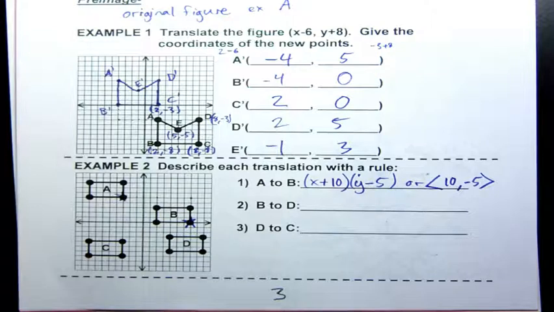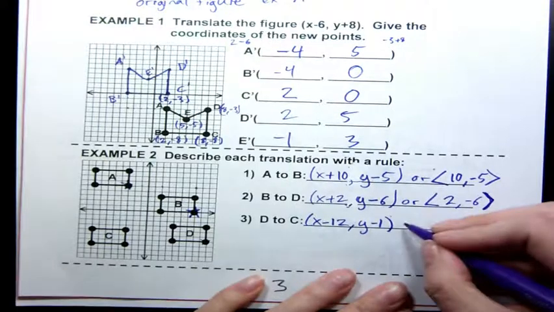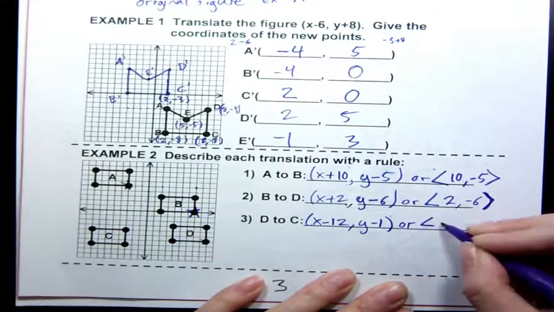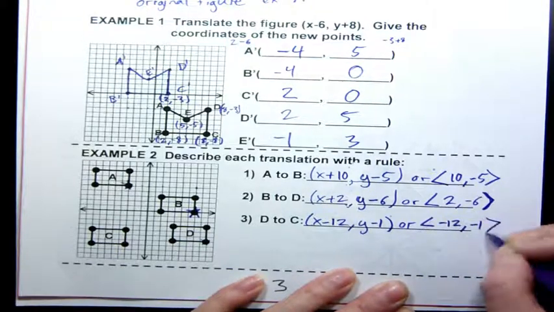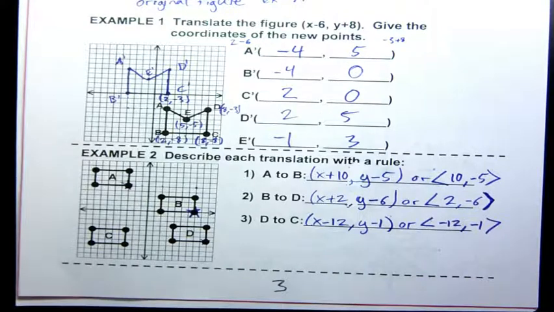All right, just with your group, see if you can label the next two, and then compare your answers to your group. And so then the vector notation would be the minus 12, comma minus 1. So when you have all that, flip over to the next page.